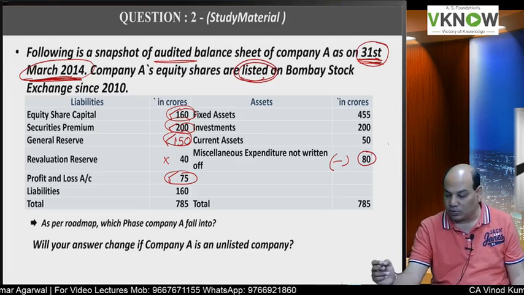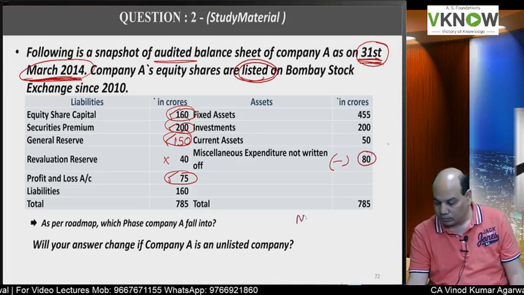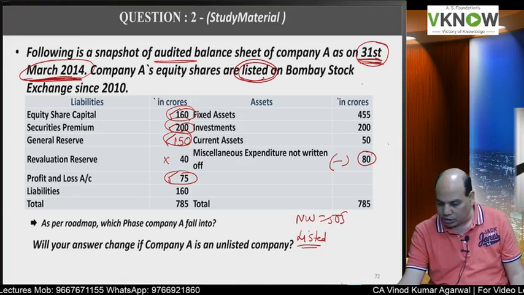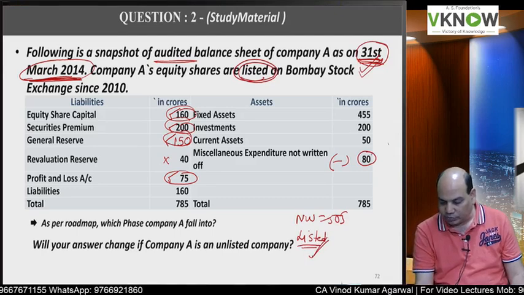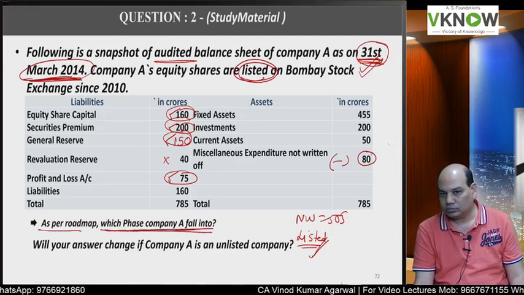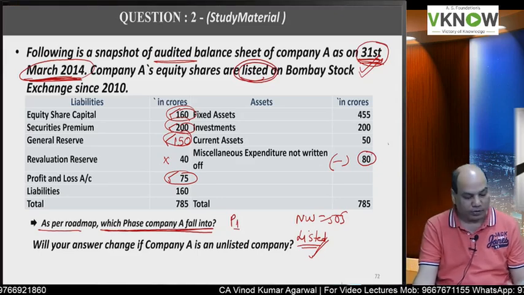160 plus 200 plus 150 plus 75 minus 80. 505. Net worth is 505, and it is a listed company. So the net worth criteria was met on this date. Listing criteria was met on this date. As per roadmap, which phase will company A fall into? Phase 1, because both conditions have been satisfied for phase 1.